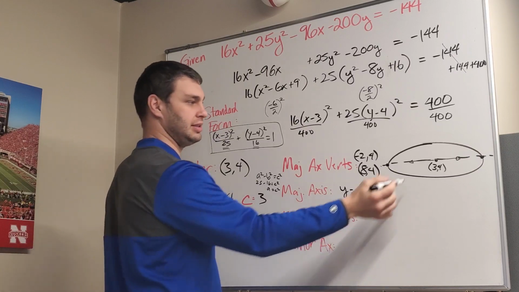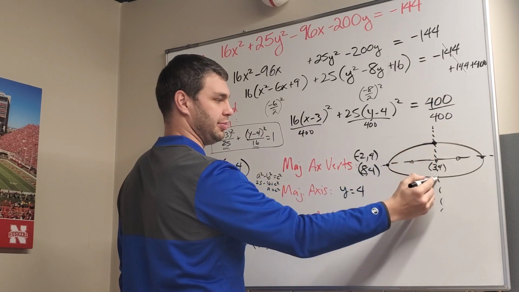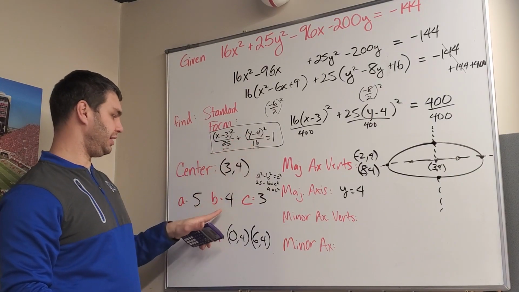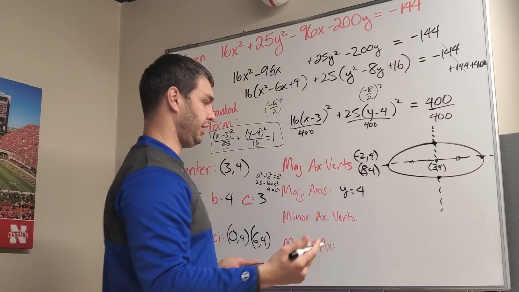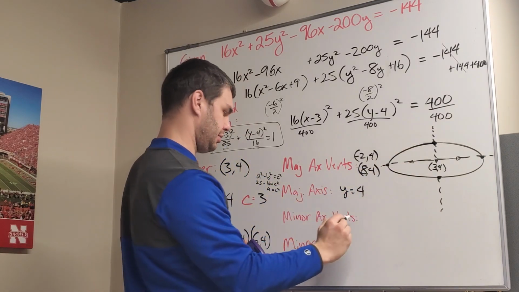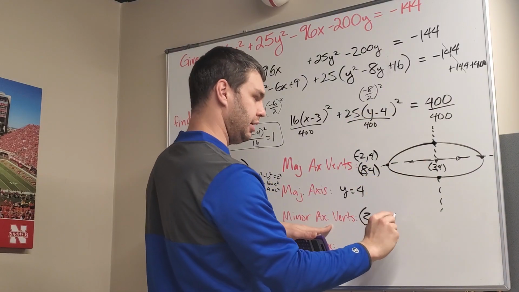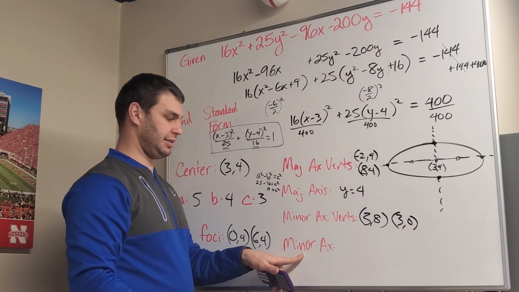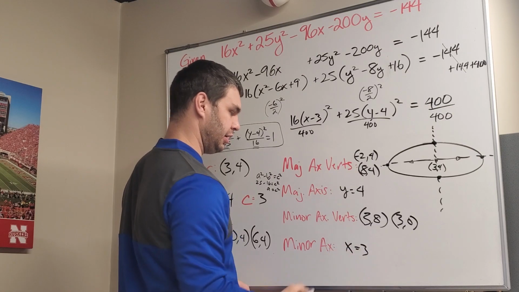Our minor axis vertices would be perpendicular to our center this way. And along that line, it would be where it touches the ellipse. And remember, since our b squared is 16, our b is 4, this is going to be 4 spots up and 4 spots down compared to 3, 4. Well, if I think about up and down compared to 3, 4, 3, 4 plus 4 would be 3, 8. And 3, 4 down 4 spots would be 3, 0. Okay, so those are my minor axis vertices. And then lastly, my minor axis, all of this is along the line x equals 3. Okay, x equals 3. So I think there we had it.